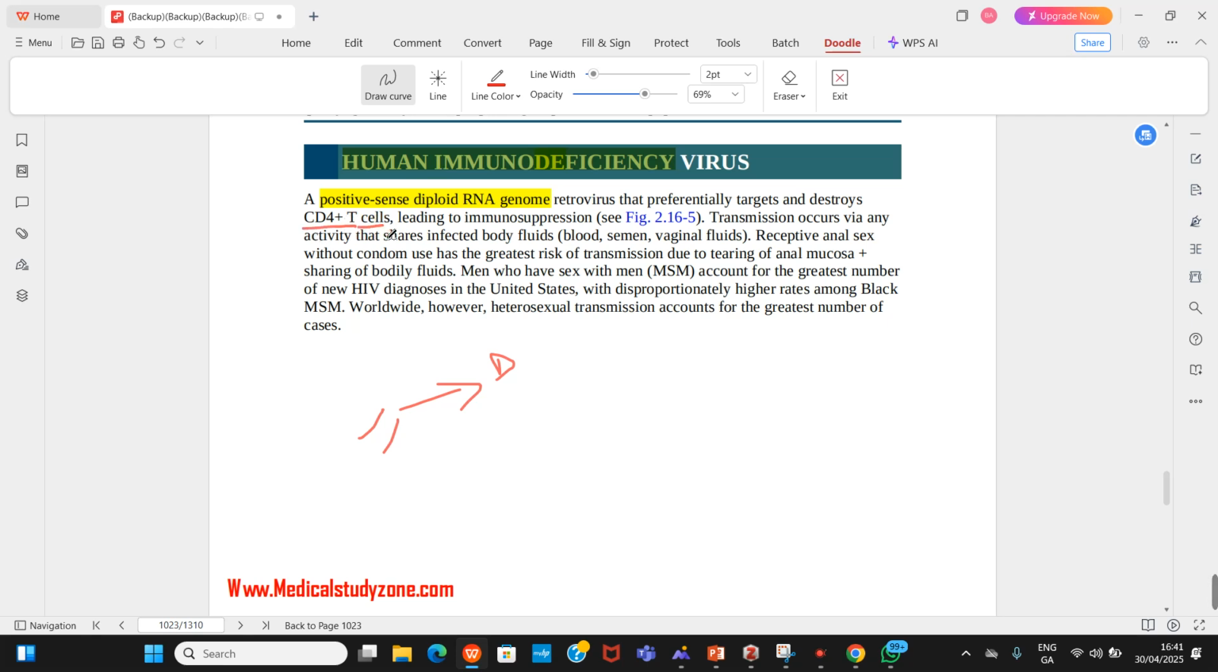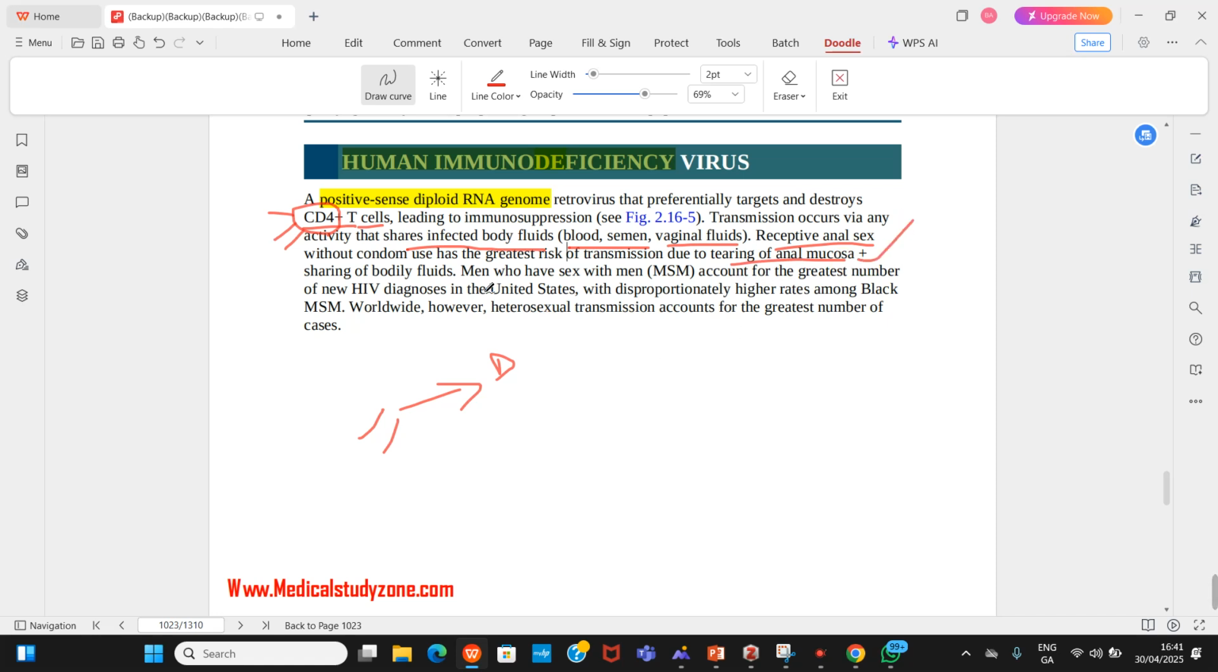Not only the T cells, but anything that contains CD4. Macrophage, dendritic cells, T cells, all of them, they are being attacked by HIV. So transmission is usually by sharing infected body fluids, either through sexual intercourse, intravenous drugs, like sharing injectables and all those things. And also people that engage in receptive anal sex, because this one is highly associated with tearing of the anal mucosa. So it's very, very risky to transmit HIV.